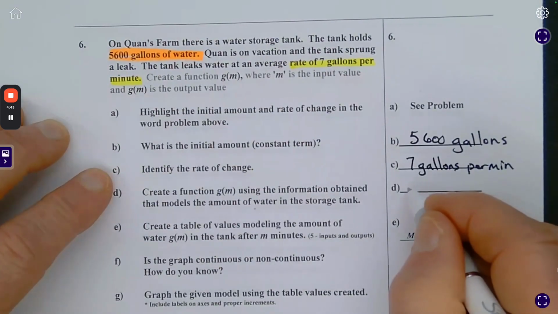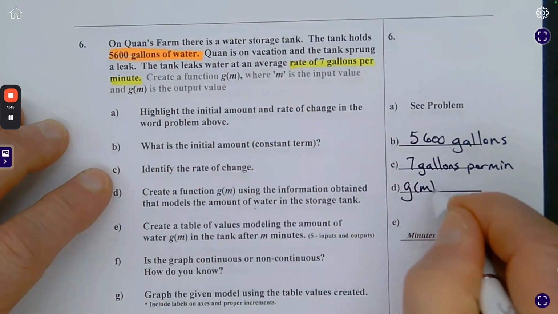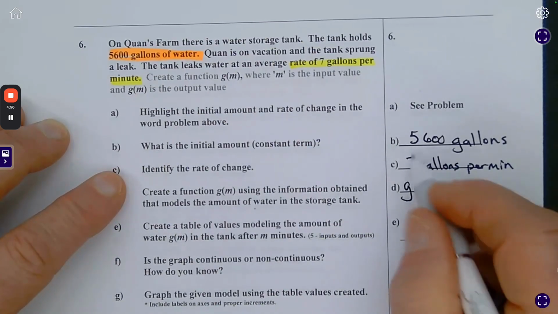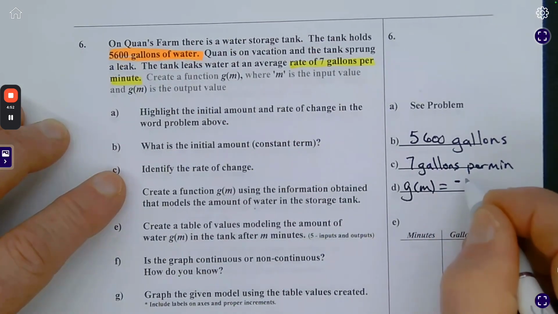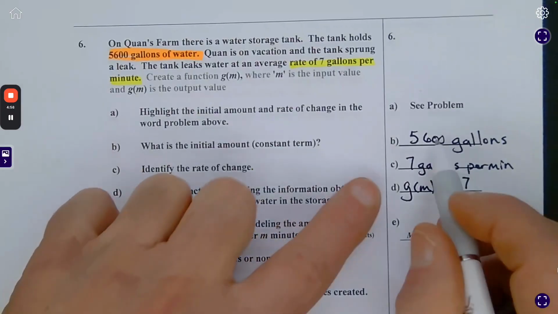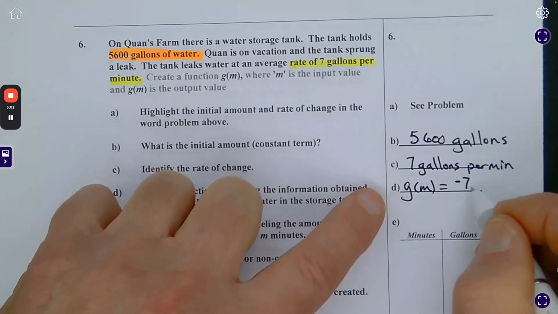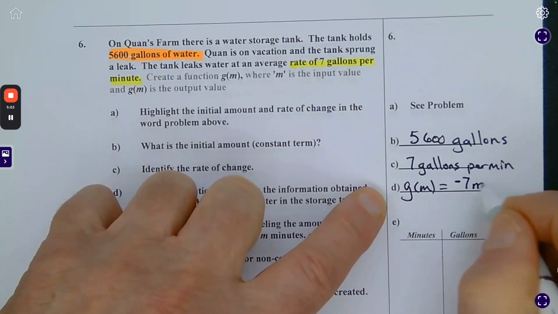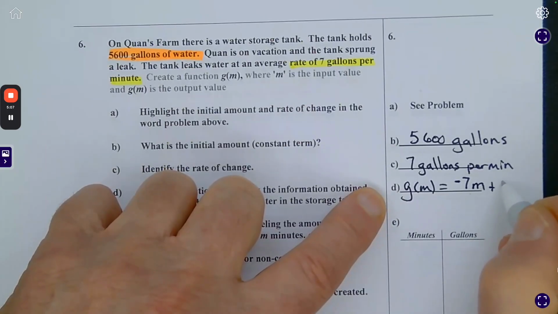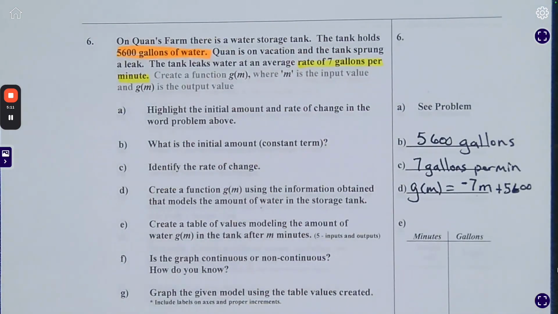Let's write a function. The output variable is gallons, g of m, gallons left after so many minutes. Notice the amount of water in the tank is decreasing, so our rate is -7. It's a negative rate because we're decreasing from the initial amount, times the number of minutes that the leak has been happening, plus the initial amount. Okay, let's create a table of values.